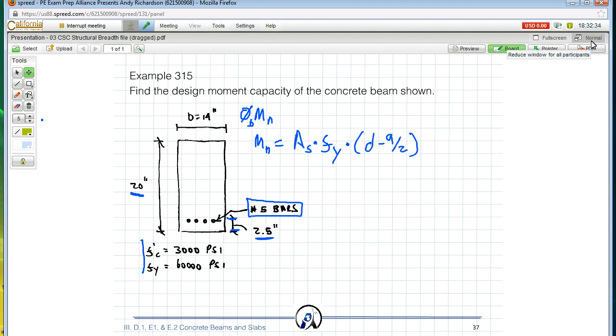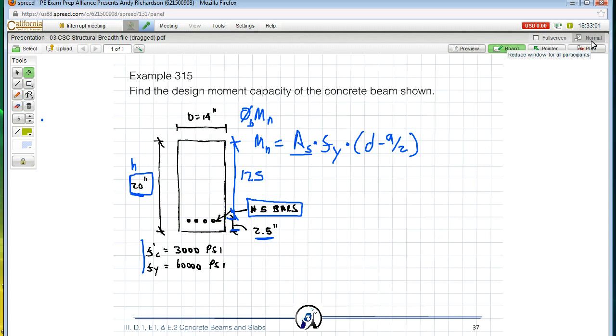Alright, so if we knew A, we have the depth, well, we have the height is 20, and the depth is just going to be 20 minus 2.5. It's going to be the depth to the rebar. Okay, so that depth will be 17.5 inches. So we have that information. And we have the area of steel, which is 4 number 5s, and number 5 bar is 5/8 inch in diameter, and it's also 0.31 inches squared.